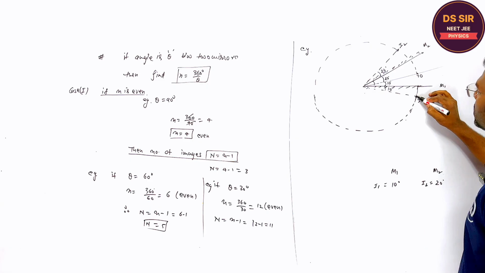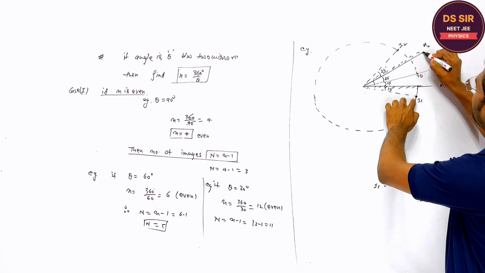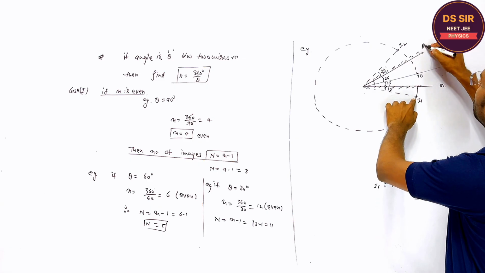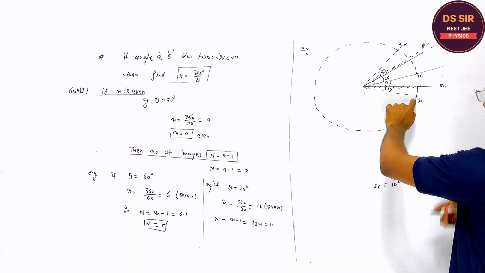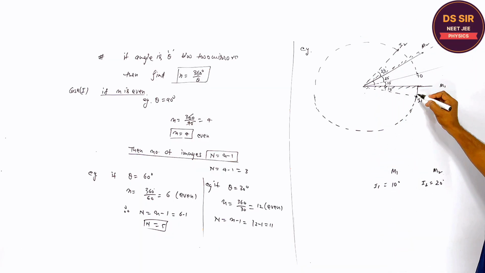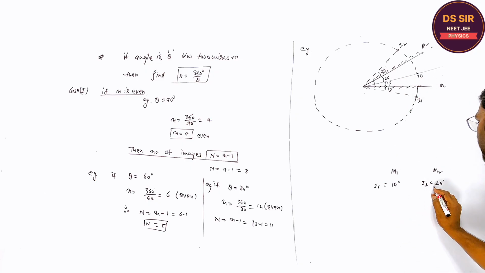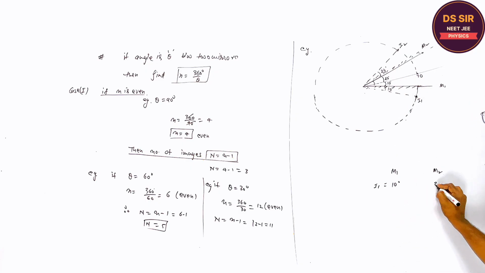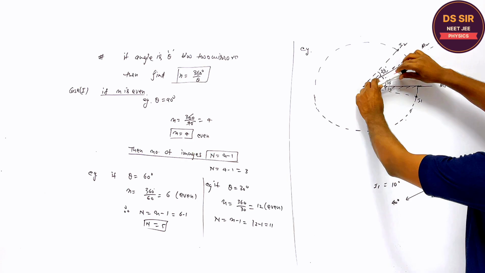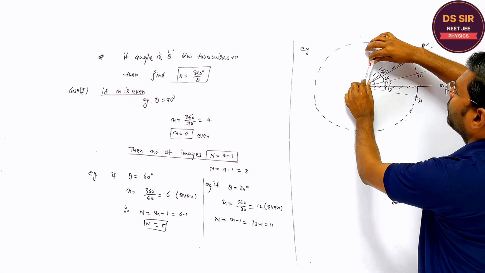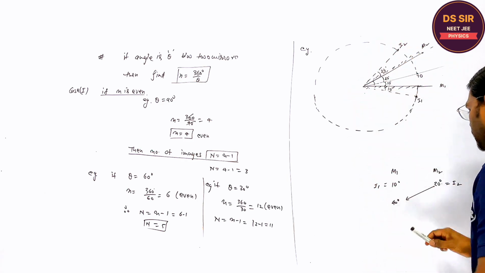Now this image acts as the object for this mirror. Is it clear or not? This is the mirror, so the next image is obtained over here. What is the angle between them? Listen, this is 20 degree. What is the angle between the two mirrors? Say 30 degree. You add the 30 to 20 and get 50... at the 40 degree, at this position, the image is obtained.